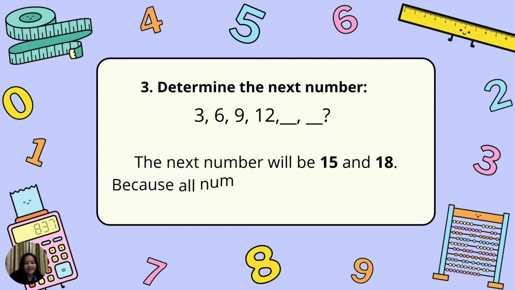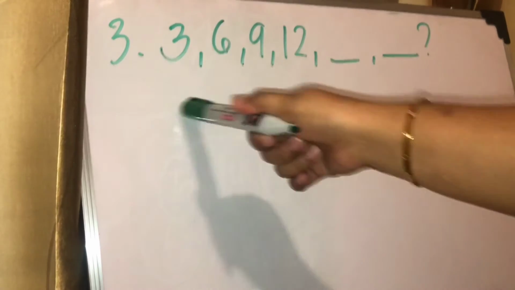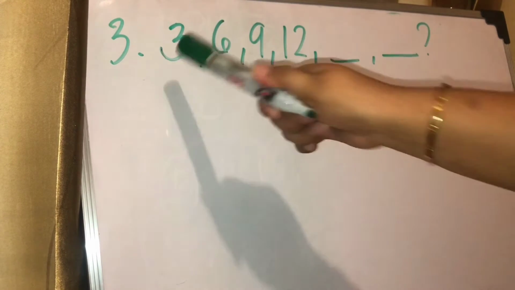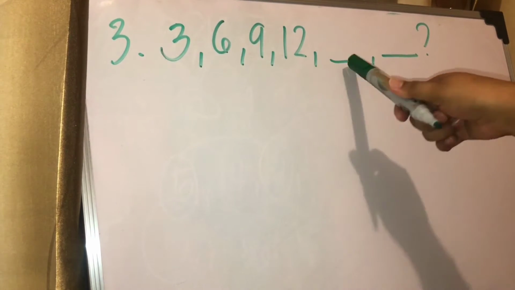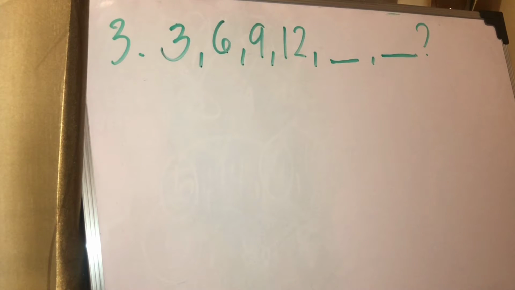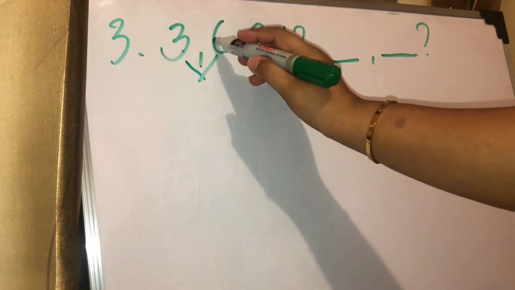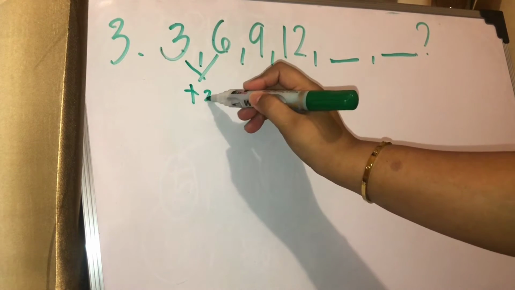Three, determine the next number. 3, 6, 9, 12, and 2 unknown numbers. Example number 3, we have the series of numbers here: 3, 6, 9, 12, and 2 unknown numbers. So the pattern here, as we can see, from 3 to 6, it's plus 3.